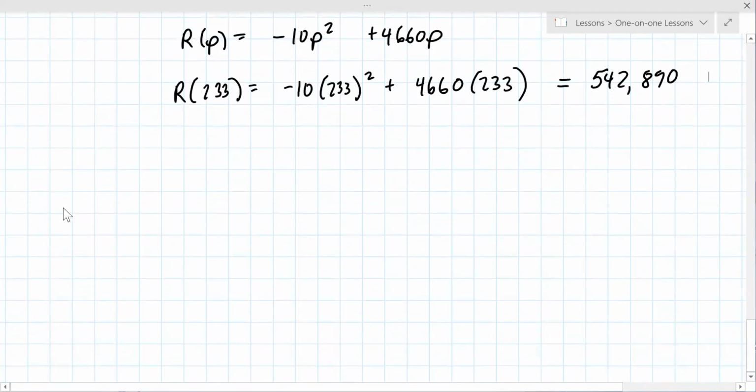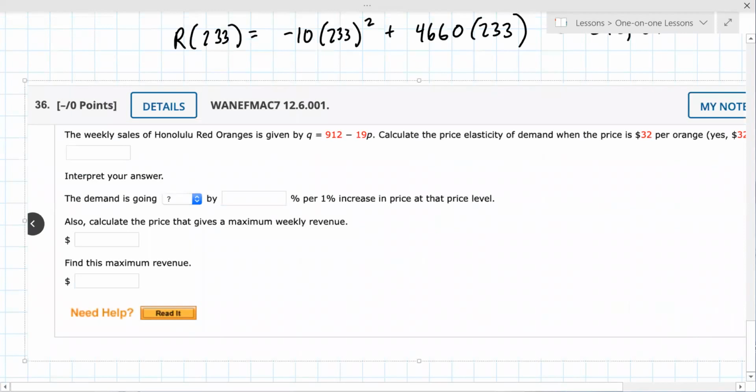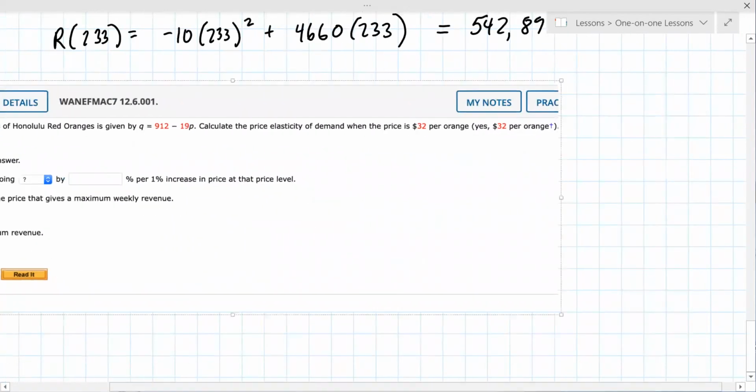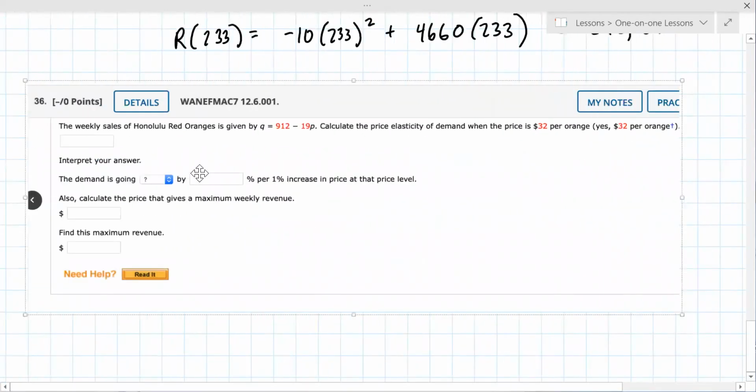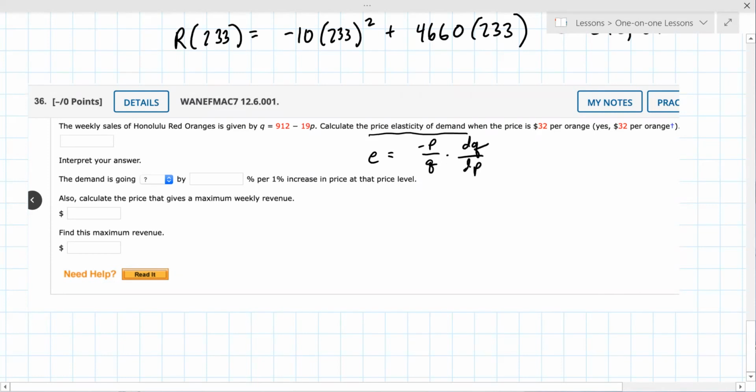Okay, so this one asks for the price elasticity of demand. And that's a formula. That's something that you have to have down. Price elasticity of demand, that's E equals minus P over Q times dQ/dP. So you have your price. Your price is 32. That's given. Your Q is a function. It's 912 minus 19P.